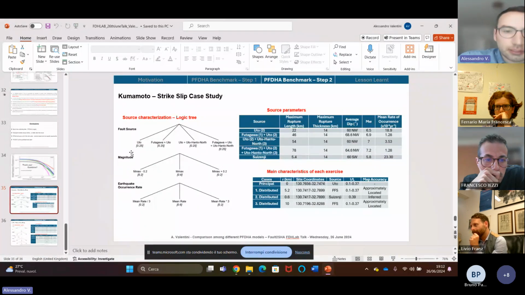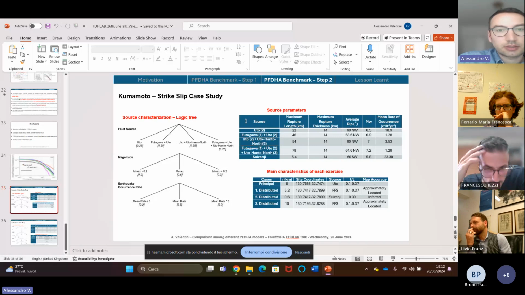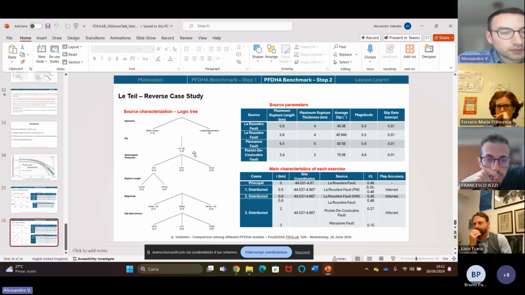Epistemic uncertainties in the magnitude, Mmax and Mmax plus or minus 0.2. The epistemic uncertainties in the earthquake occurrence rate and also in the fault source. So a combination of one segment, two segments, three segments, and so on. And this is the logic tree for the Letei.